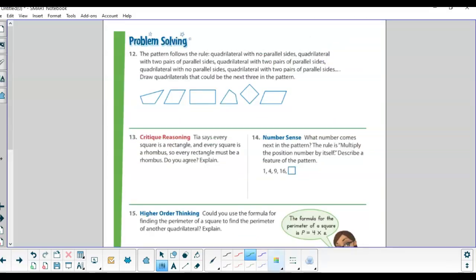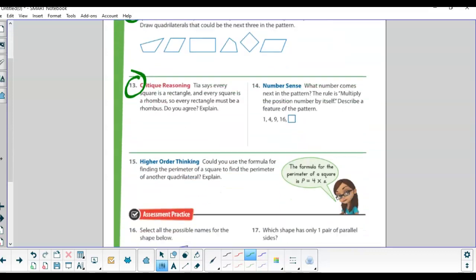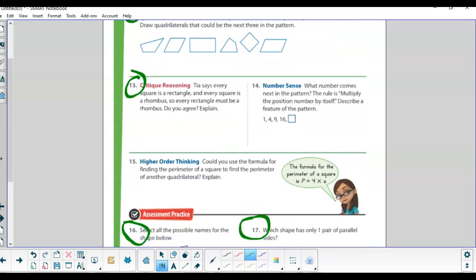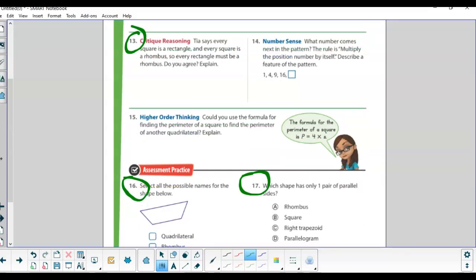Okay, so on the back, you're going to circle number 12. You're going to circle number 13, and you're going to circle number 16 and 17. Does that mean that you can't do 14 and 15? No, of course not. You can definitely do everything. Okay, so that's going to be your independent classwork.